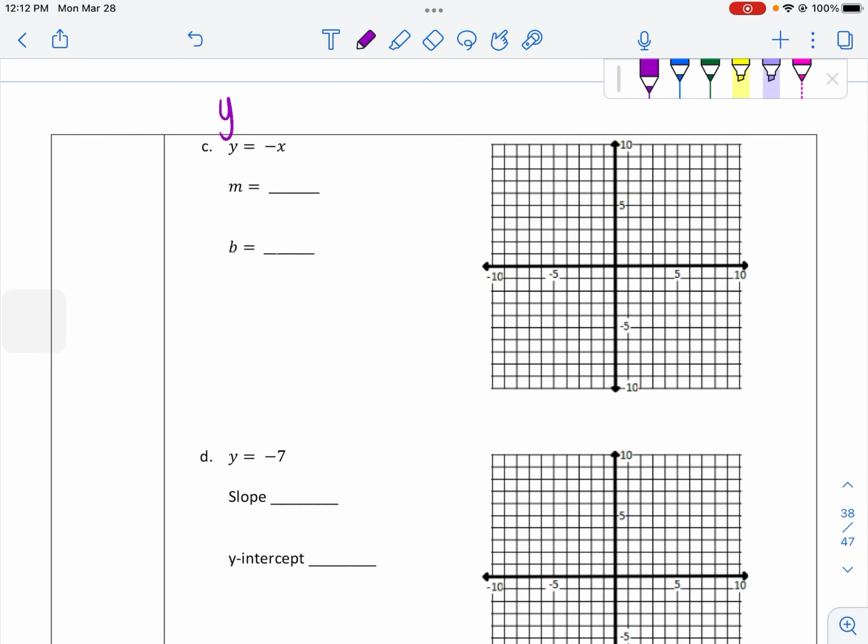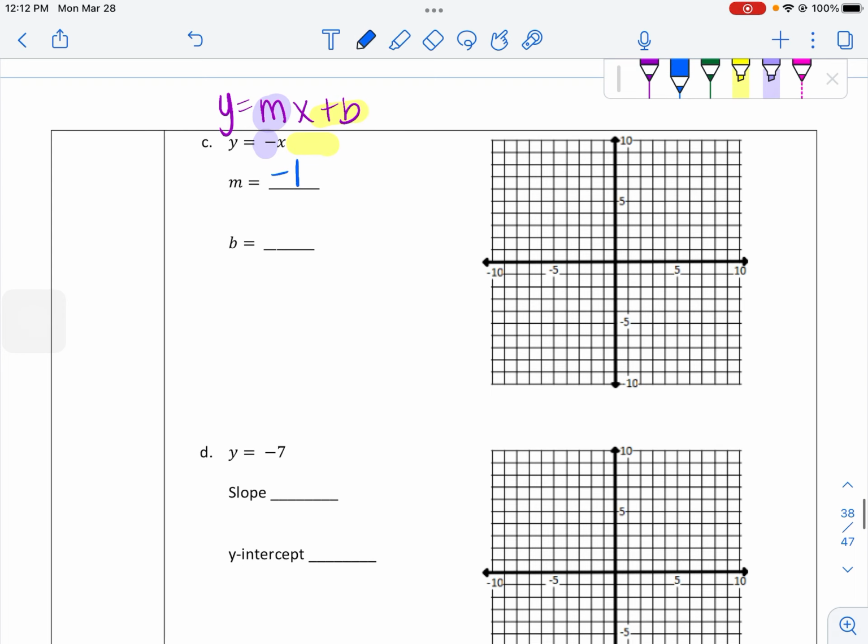Okay, if we think about our slope-intercept form, mx plus b, in front of the x, we have a negative. So that means our slope is negative 1. And then we are missing a plus b. We could add a plus 0 to the end, and it would not change the equation, which means our y-intercept is 0 again for this one. So we have y equals negative x.